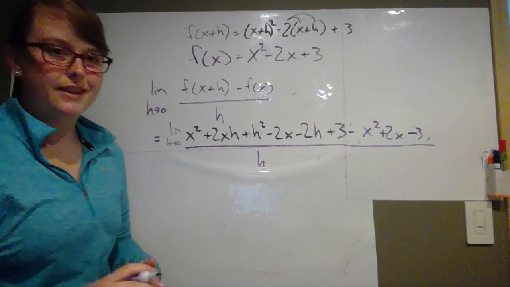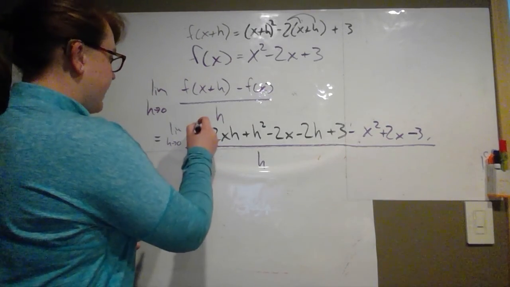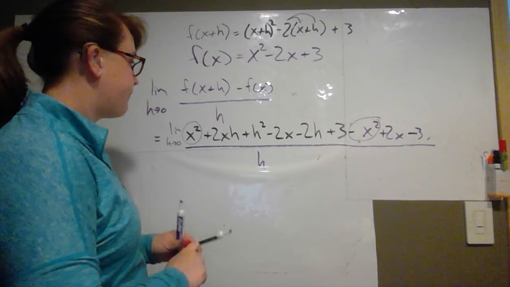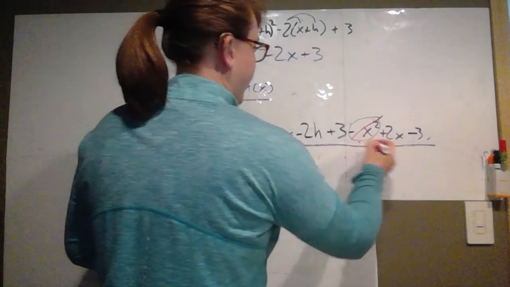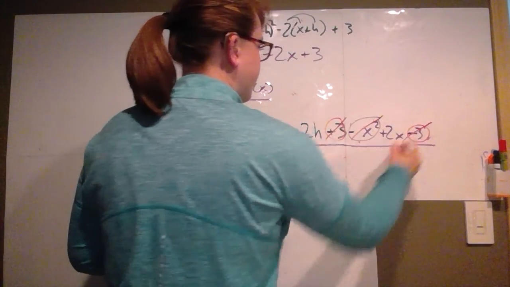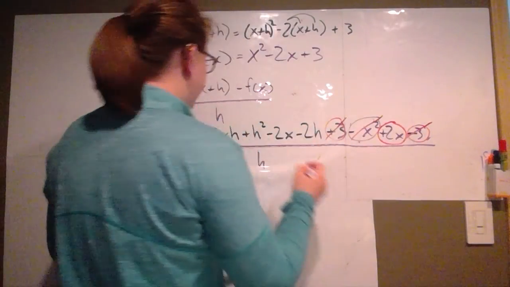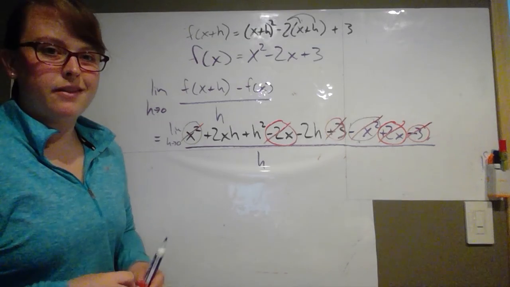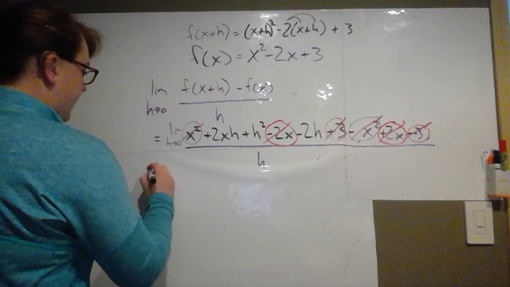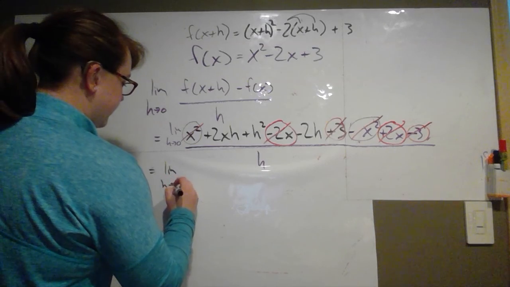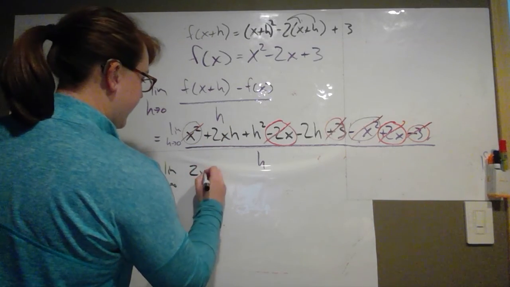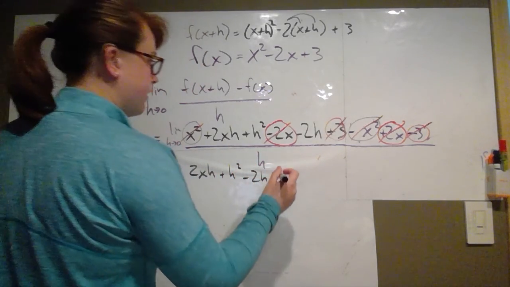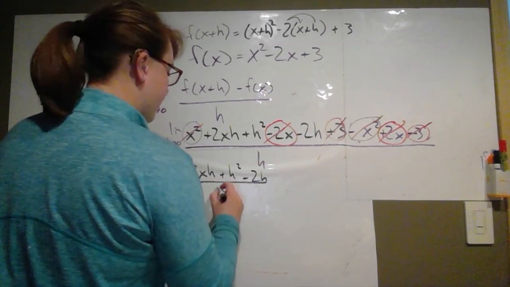Now we have to figure out which things cancel here. So we've got a positive x squared and we have a negative x squared. So those can cancel right away. We have a negative 3 and a positive 3, so those can cancel. And we have a plus 2x and a minus 2x, so those can also cancel. So let's rewrite this with what we're left with. We've got the limit as h goes to 0. We have 2xh, we have h squared, and minus 2h. And it's all over h.